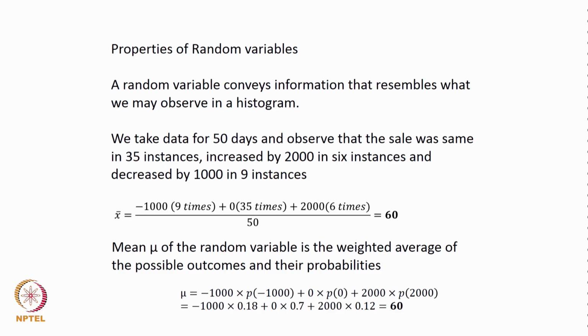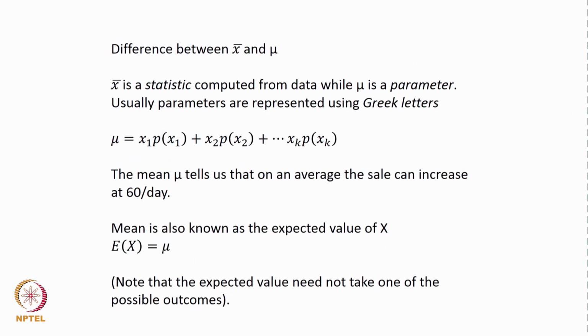So mu of the random variable is the weighted average of the possible outcomes and their probabilities. So the expected value, one could use x bar equal to 60, but then we generalize that mu equal to 60, which is the mean of the random variable. Now what is the difference between x bar and mu? X bar is a statistic computed from the data, while mu is a parameter. Parameters are represented using Greek letters.